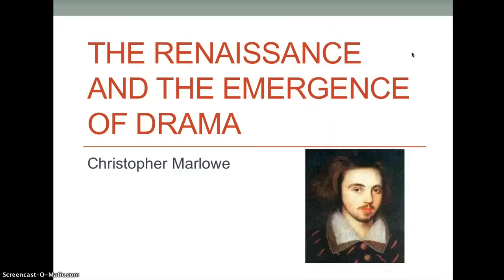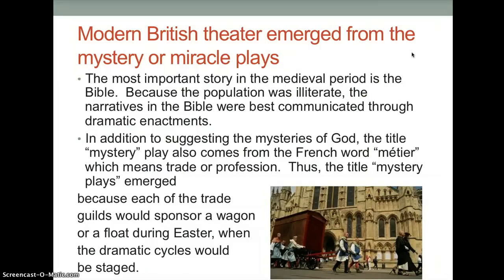Okay, so the 16th century is the beginning of the Renaissance, and it's when we see drama emerge. And this emerges, it's important to know, from the medieval period when such a thing called the mystery or the miracle play became popular. And they became popular because the Bible was the most important story of that period. And in order for the population to be able to hear the stories of the Bible, it was communicated through dramatic enactments because most of the population was illiterate.